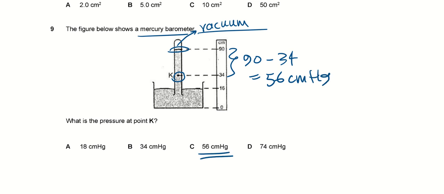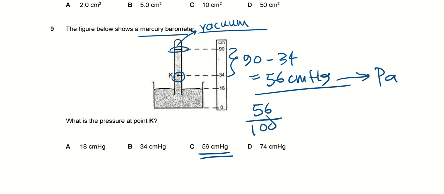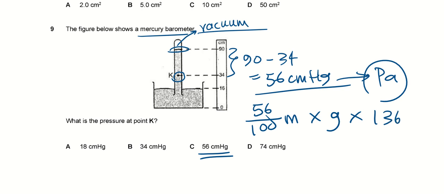So 56 cmHg. Are you able to convert it to Pascal? What do you need to do? How do I convert 56 cmHg to Pascal? I will need to take 56 divided by 100 to change it to meters because this is SI unit, multiplied by g that is not found here. On Earth is 10, multiplied by 13600 kg per meter cube.